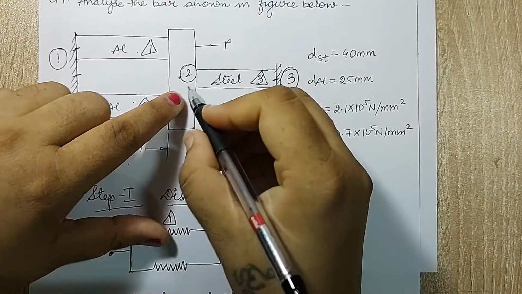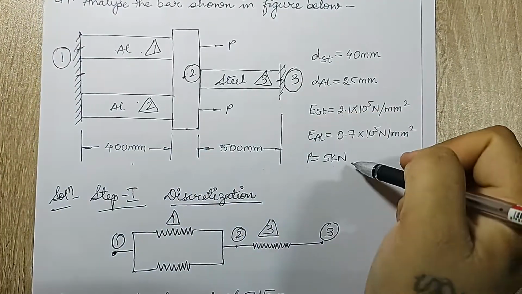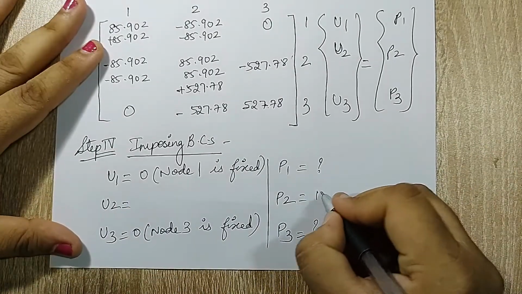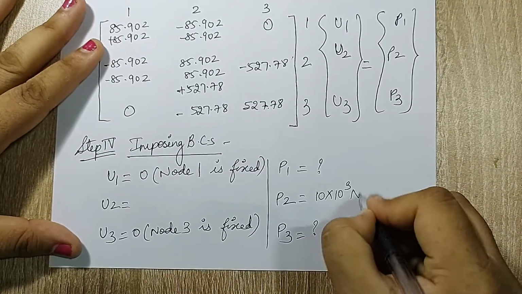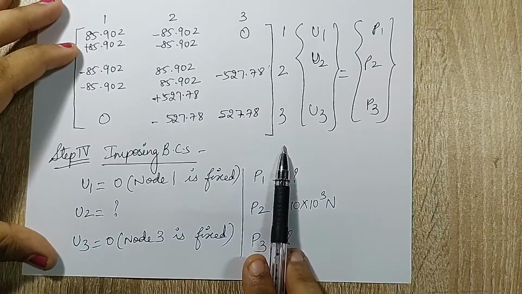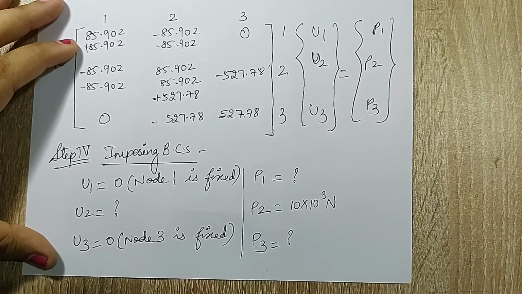When I look at the diagram, this value of P is given. This is total of 10 kilonewton tensile. So I'll write down P2 is 10 into 10 raised to 3 Newton. This obviously has to be question mark. 3 by 3 is the order. 3 unknown is what I can afford.